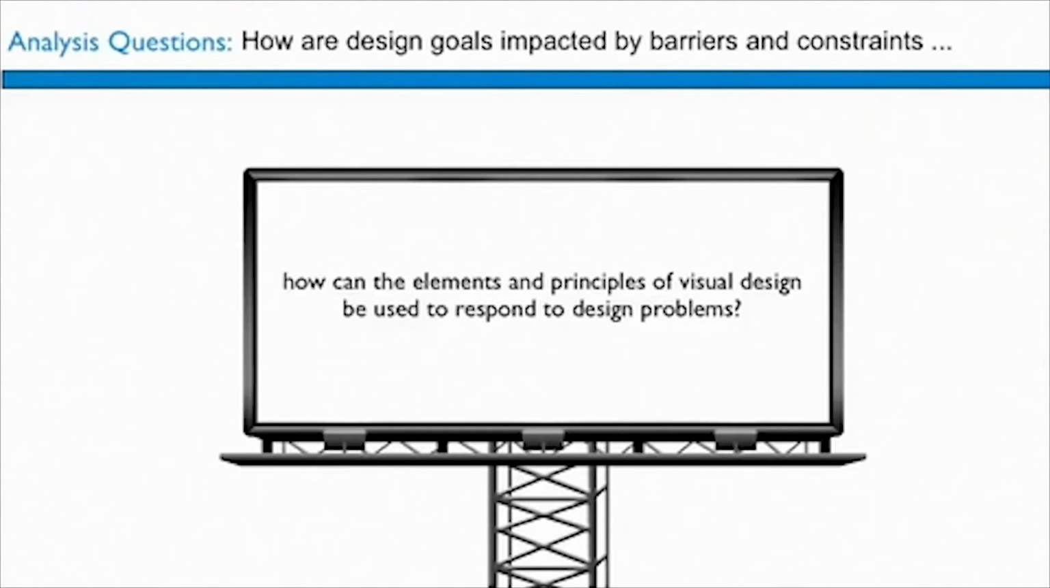The key thing to think about here is how can visual principles be used to respond to design problems that emerge from the constraints that are provided. And this question can really be applied to any design work that you engage in.